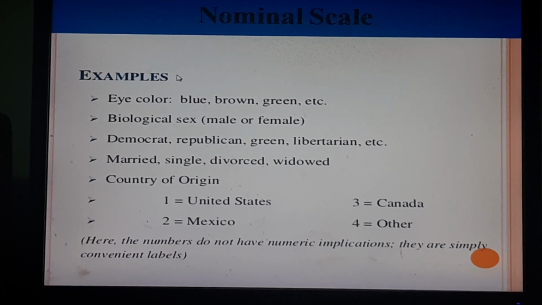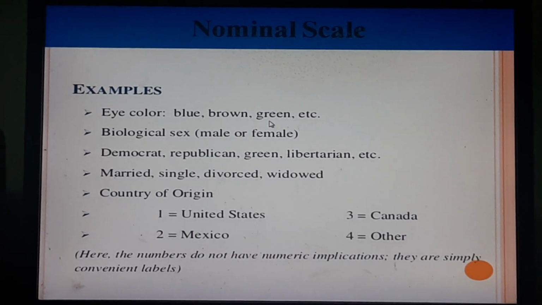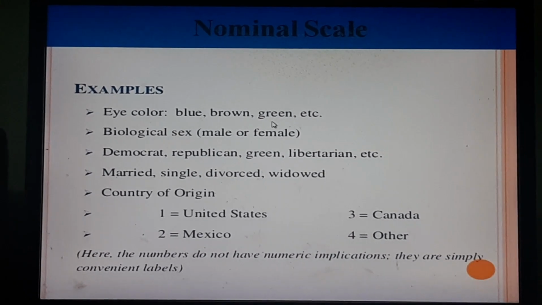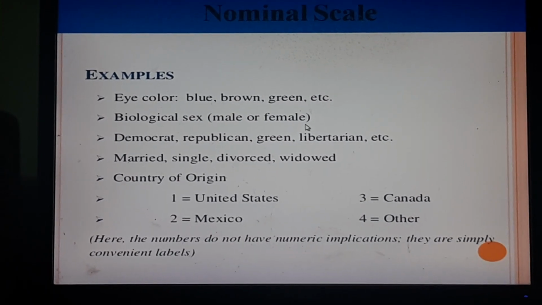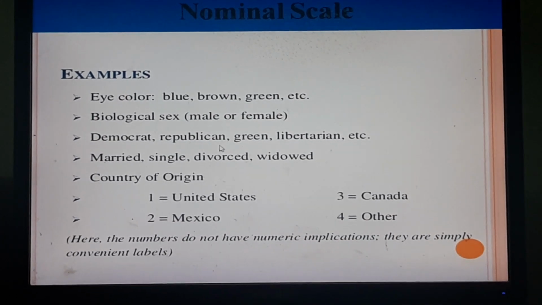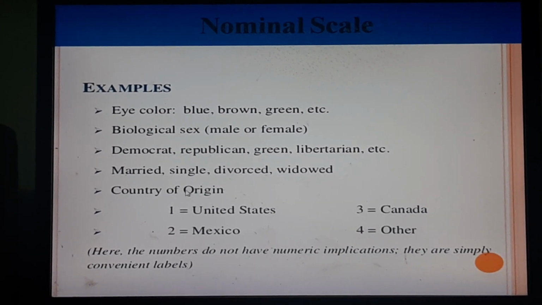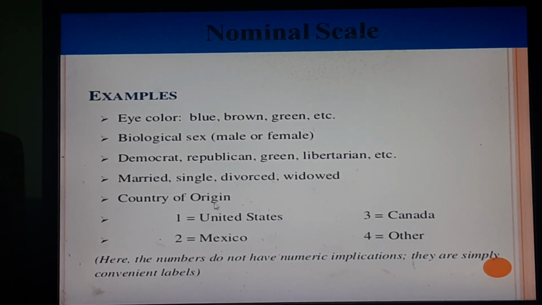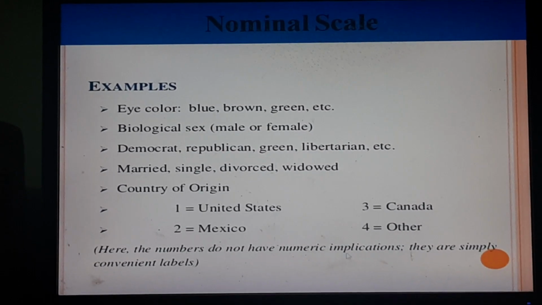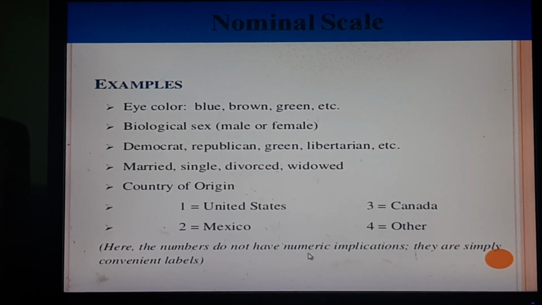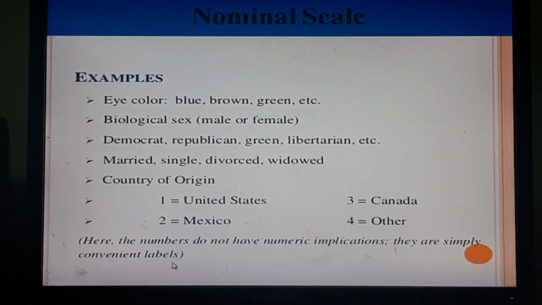For example, eye color. There might be 3 colors: blue, brown, and green. These 3 are examples of nominal scale. Biological sex, for example, male and female. Democrat, Republican, Green, Libertarian, etc. Married, single, divorced, widowed. Country of origin, for example, United States, Mexico, Canada, and others. Here, the numbers do not have numeric implications. They are simply convenient labels or names.